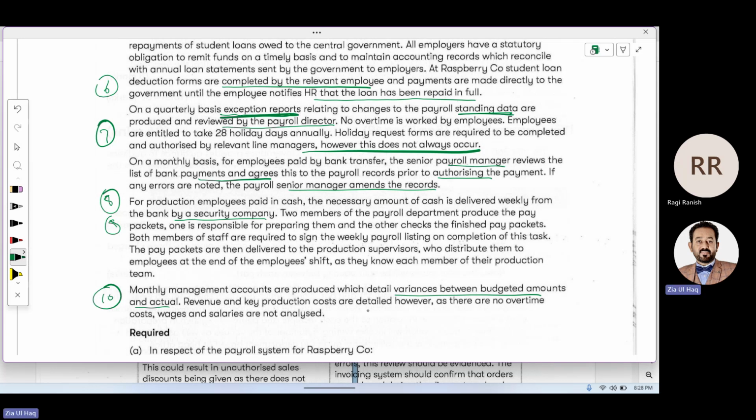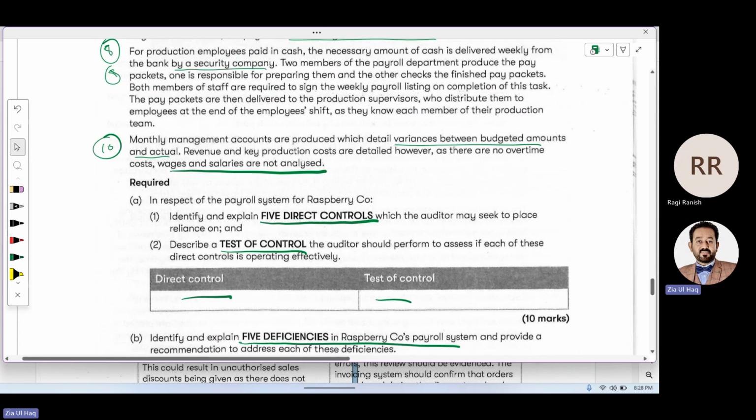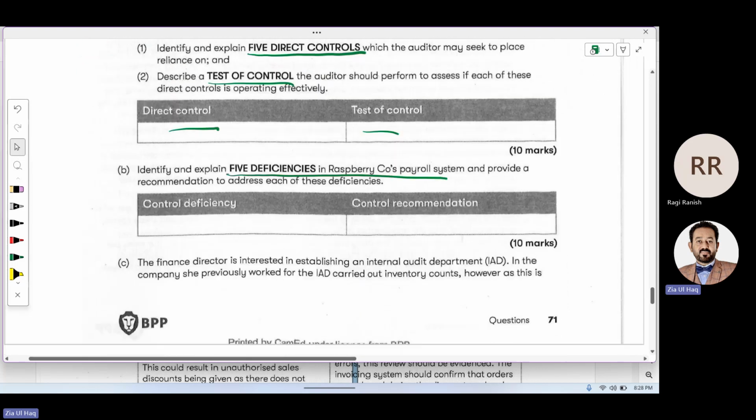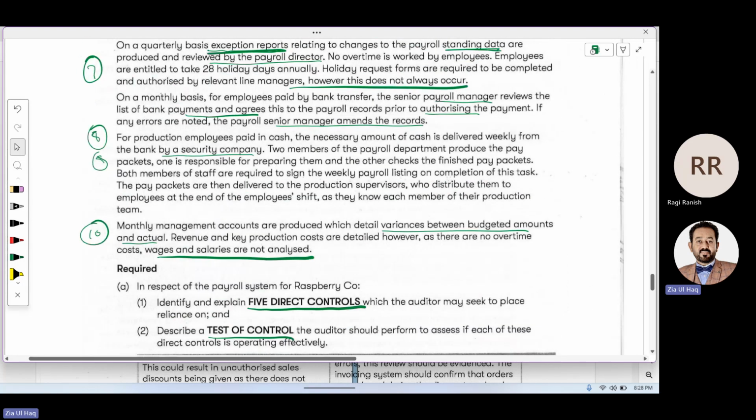Revenue and key production costs are detailed, however, as there are no overtime payments, wages and salaries are not analyzed. Means there is no analysis performed on wages and salaries. So part A we have completed. Now moving towards part B, 2, 3 weaknesses were straightforward.